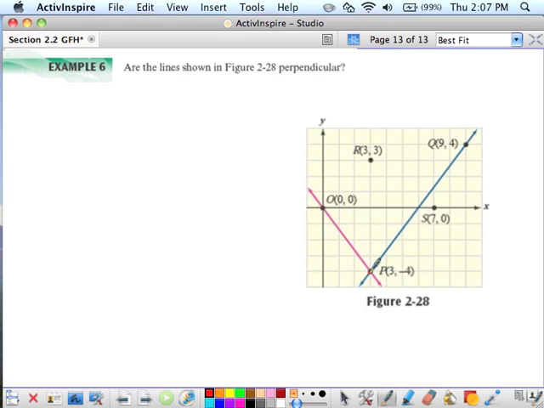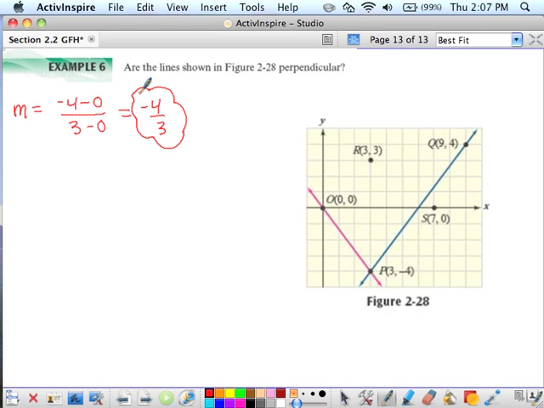If I calculate the slope between those 2 points, the red line gives us negative 4 minus 0 divided by 3 minus 0, which is negative 4 over 3. So the red line has a slope of negative 4/3.